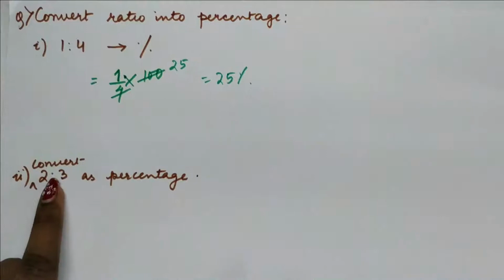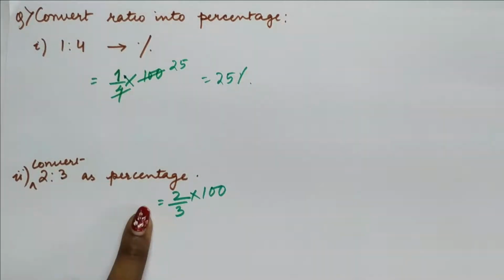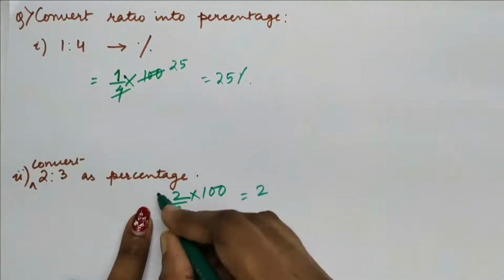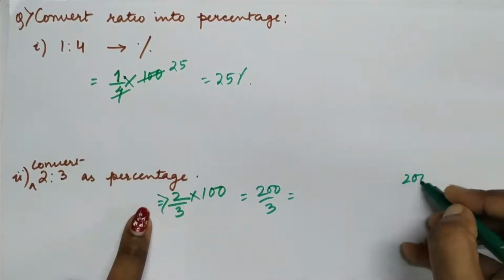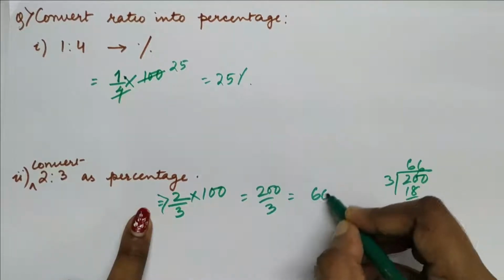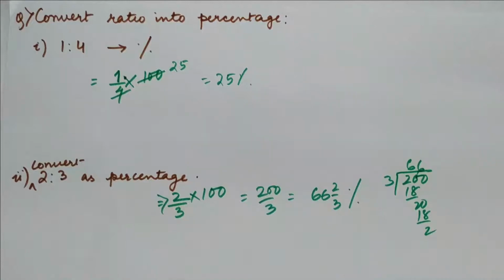Again convert 2:3 as percentage. So what you will do, 2 by 3 into 100, that is, you will get 200 by 3. So I can again show you the division. So it's 66 2 by 3 percentage or percent.